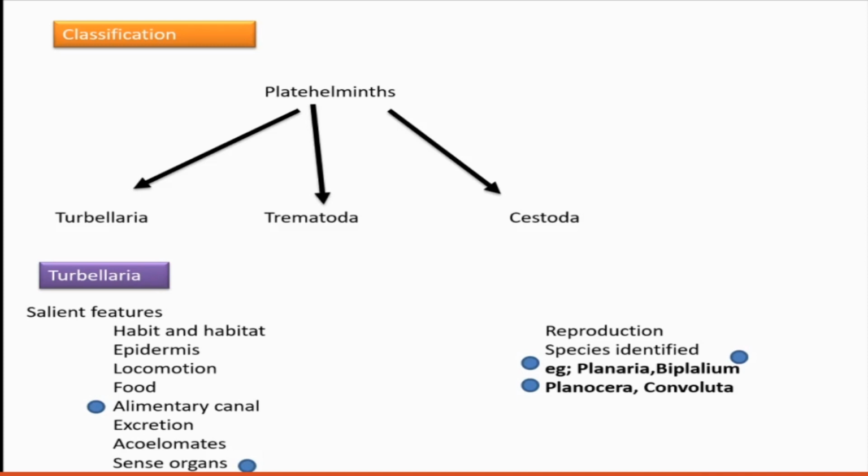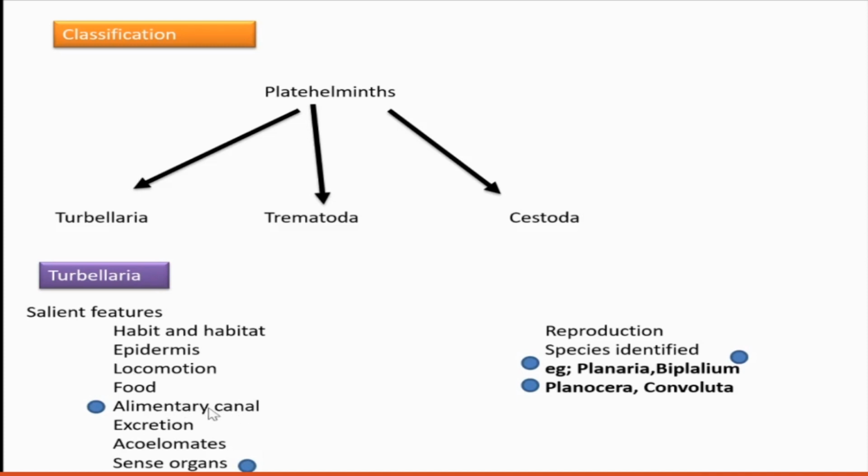Other feeding forms are also there. They are herbivores. Some are ectoparasites. Ectoparasites means they live as parasites outside the body of the host. And some are scavengers. All these forms are present.